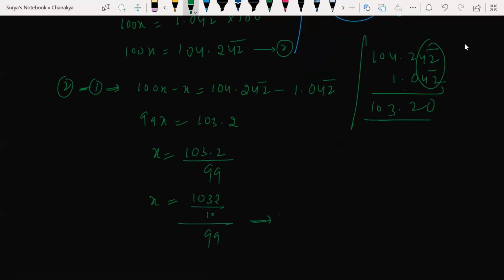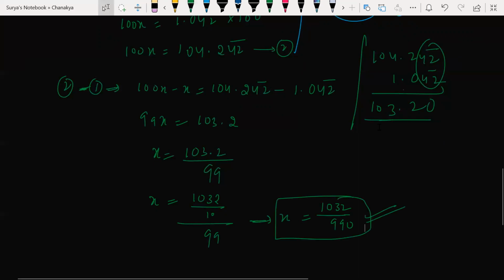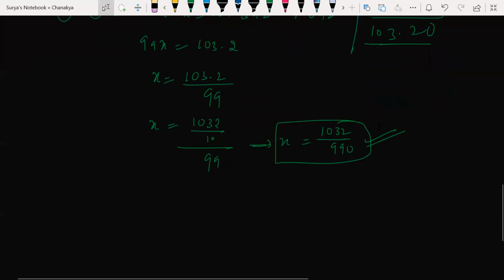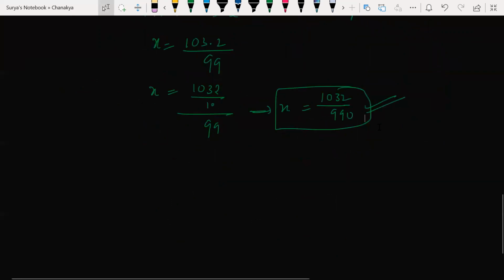So x is equal to that, 99 will go and multiply by 10. So it becomes 990. This is the answer. All right, getting my point? Very simple. So this is how we just learned, beta. These are the things we learned.